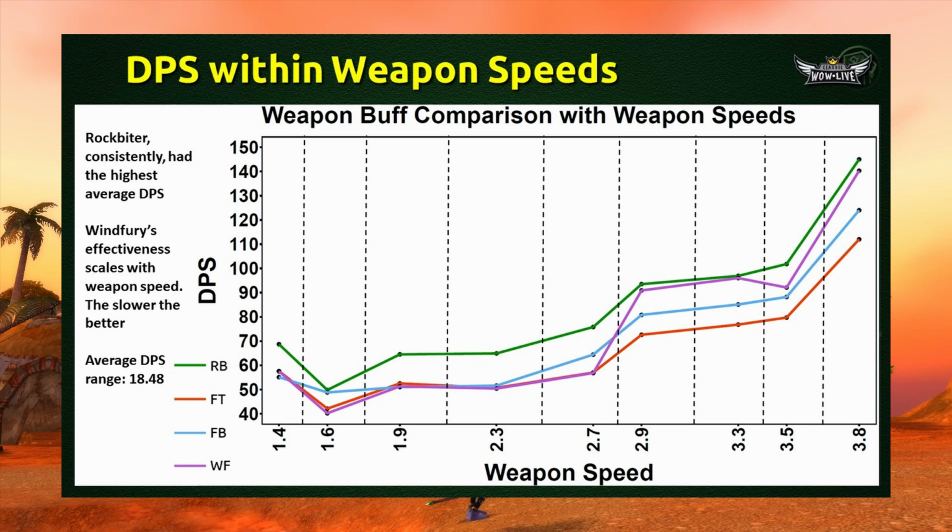Another thing you'll notice is that Flametongue weapon consistently does not do well. It doesn't scale with weapon speed at all. Faster weapon speed does not mean it's a better thing to use. Classically, a lot of people have thought that Flametongue scales great with faster weapons, and that just isn't the case. It's being outperformed in almost every scenario.